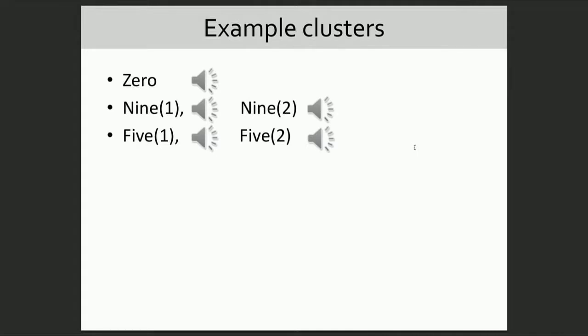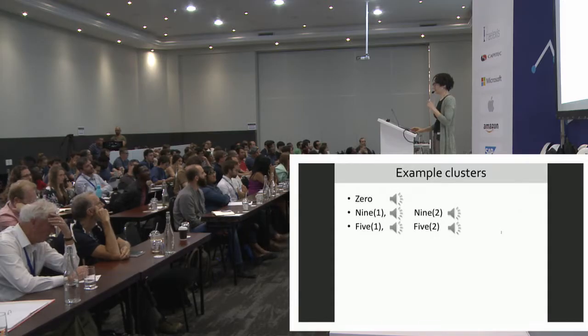Okay, so that's 0, in case you couldn't tell. And then we can see what's going on with the 9 cluster and the 5 cluster, which are the ones that it kind of split up into 2. So here's the first 9 cluster.